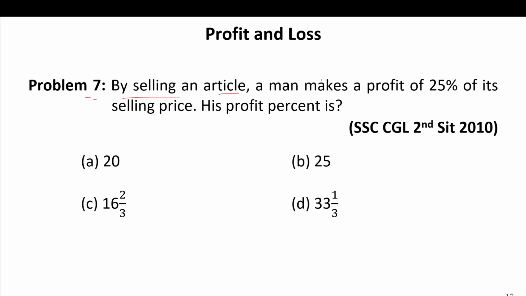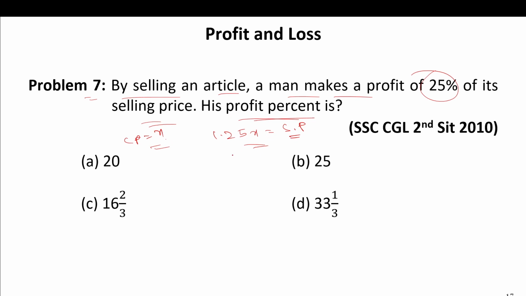By selling an article, a man makes a profit of 25% of its selling price. His profit percentage is what? Selling an article, the man makes a profit of 25%. So 1.25X is equal to SP, right? If CP is equal to X. If this is given, we can evaluate SP right here.